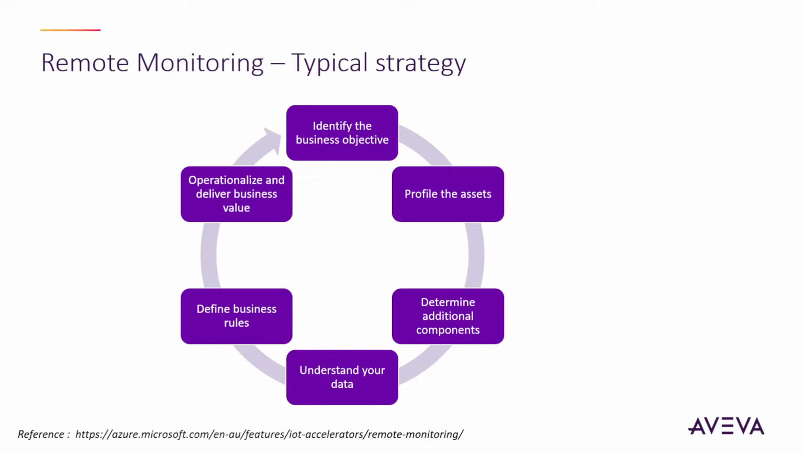It's a six-step process, going from the identification of a business objective, to profiling your assets, understanding the type of your assets. Third, you would have to determine if there are any additional components that are to be included as part of this remote monitoring strategy. Fourth, understanding your data. And fifth, defining the various business rules. And finally, to operationalize any insights that you derive out of them, you need to loop them back into your operational layer so that your ultimate business objective is achieved.